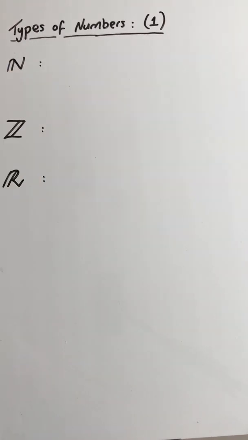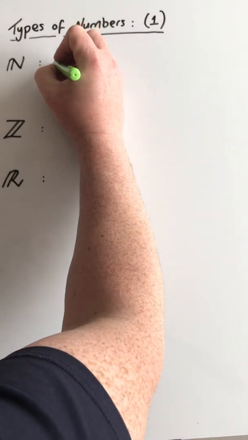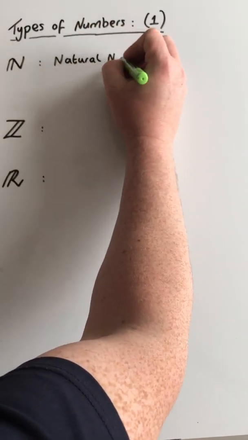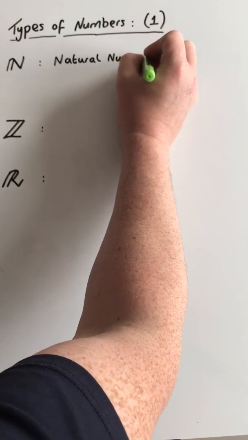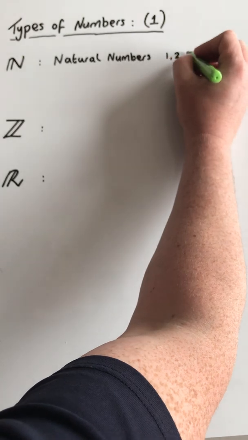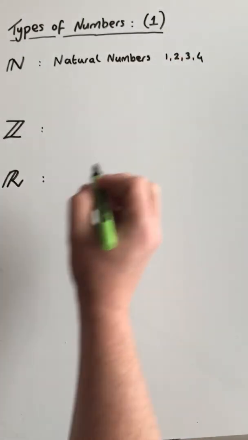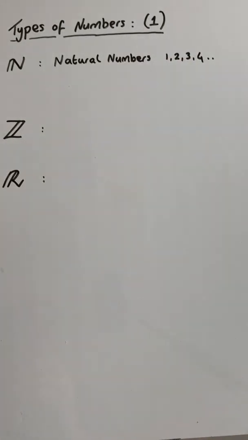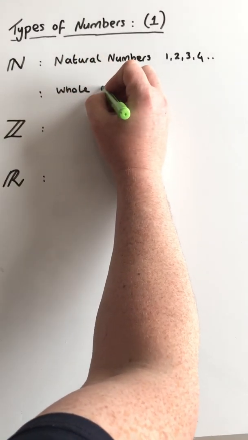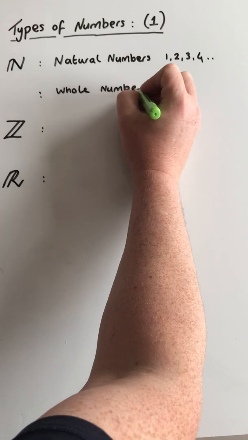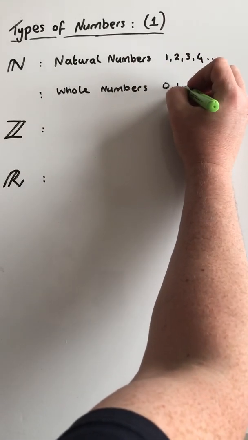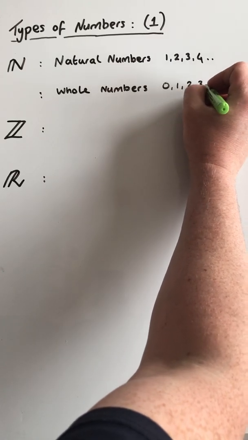The first symbol there, N, denotes our natural numbers. Now these are our counting numbers, so 1, 2, 3, 4 and so on. Our whole numbers are our natural numbers, but also includes 0.